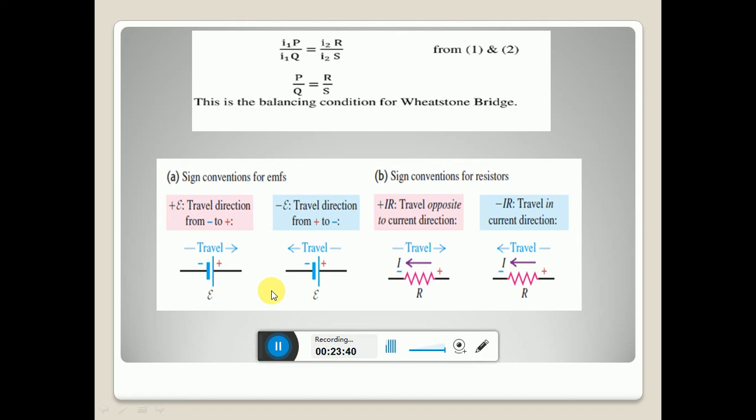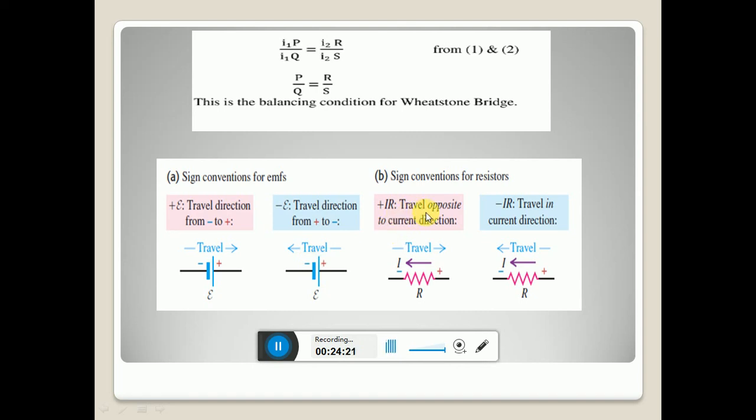In order to apply these Kirchhoff laws to more complicated networks, we have to follow some sign conventions. So what are the different sign conventions to calculate EMF? First, EMF should be considered positive when we are traveling from the negative terminal to the positive terminal inside the cell. If you follow in this direction, from negative towards positive for this cell, the EMF should be considered positive. Similarly, EMF will be negative when we go from positive towards negative. If you are following in this direction, then the EMF should be considered minus.